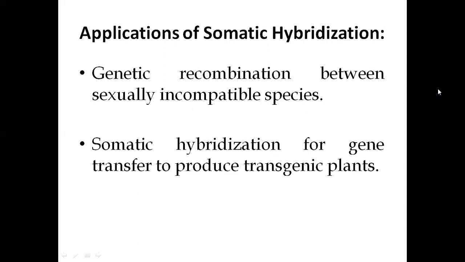So these hybrids can be produced between the species which cannot be hybridized sexually. So such sexually incompatible species can be fused in this somatic hybridization. So this will bring about the genetic recombination, and these hybrids can be readily used in breeding programs for transfer of useful genes. So these genes may be to improve the quality of the crops or to increase the resistance against the pathogen.